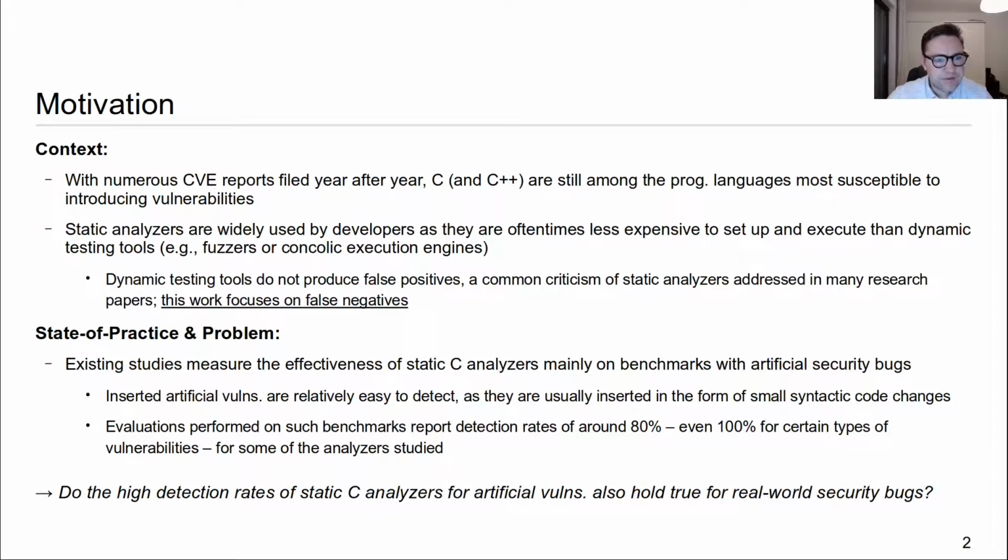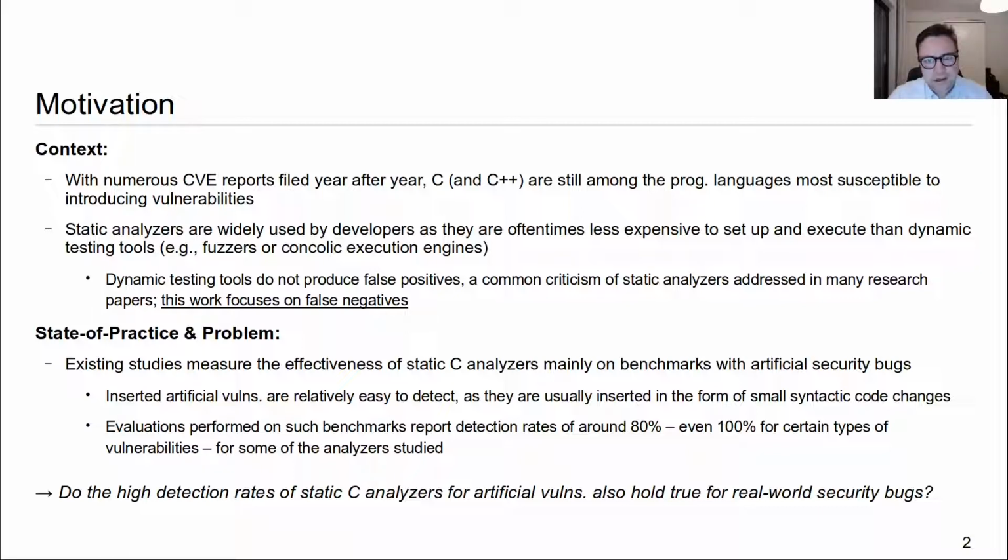Let me start with a brief motivation of our work. When you look at the CVE reports filed year after year, you will see that C and C++ are still among the programming languages that are most susceptible to introducing vulnerabilities. And to find such vulnerabilities, developers like to use static code analyzers because they are oftentimes less expensive to set up and to execute than dynamic testing tools like fuzzers or concurrent execution engines.